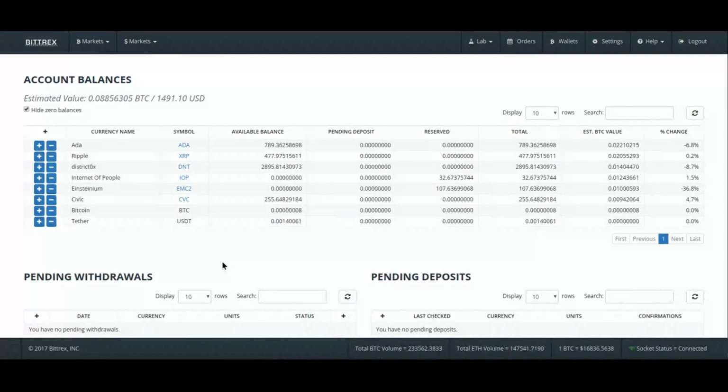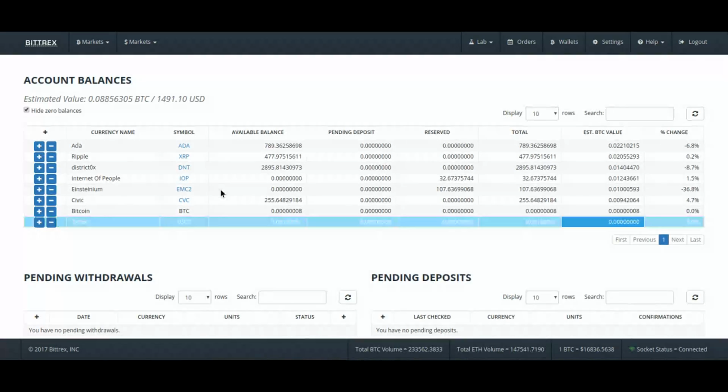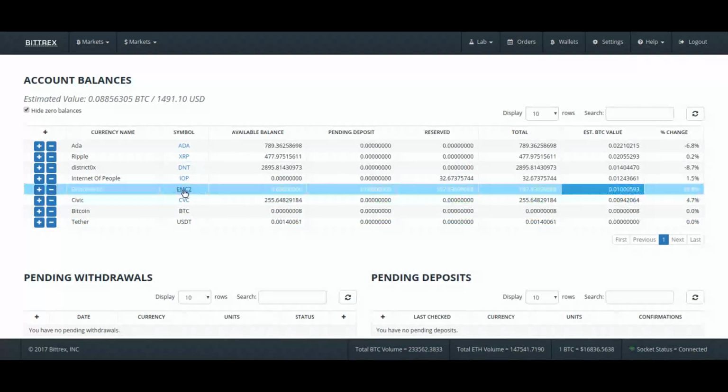Let me see. I ain't selling no ADA. I don't want to sell none of this, I ain't gonna lie, because all this I'm swinging with. I may jump out of EMC. I may jump out of Einsteinium.